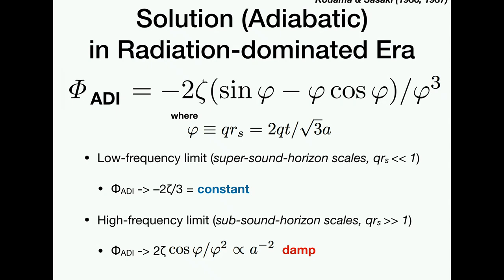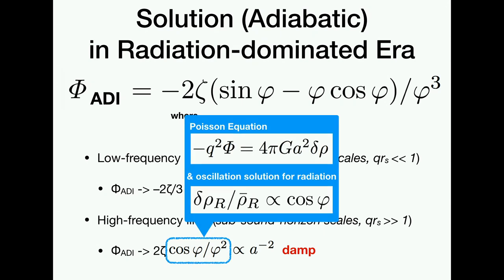You can actually derive this relationship, although we have done something complicated. You can intuitively understand that because we are deeply inside the horizon, you can certainly use the Newtonian Poisson equation, except that you have to take into account the fact that delta rho over rho oscillates, doesn't collapse. Delta rho over rho times rho. Rho goes like 1 over a to the 4. So a squared times 1 over a to the 4 is 1 over a squared. That's what you get. Okay? Inside the horizon, gravitational potential decays.